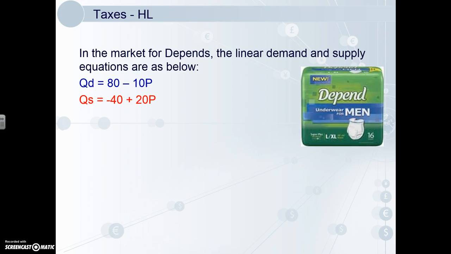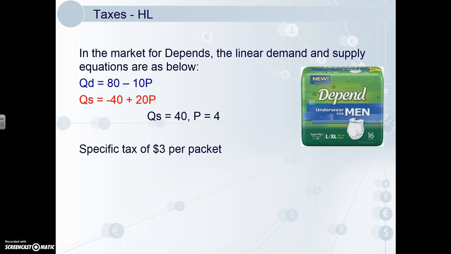Here we see the demand and supply equations for Depends, which are essentially nappies for adults. The first thing to do is find the equilibrium price and quantity. Pause now and do this. This is revision. Okay, here we go. Quantity supplied equals 40 and P equals 4.